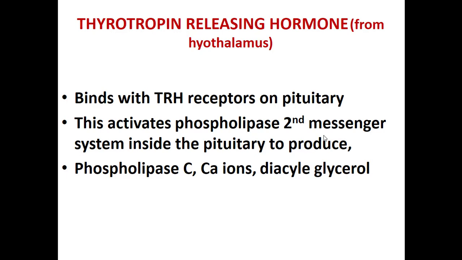Now, this secretion of the thyroid hormone is basically dependent upon the thyrotropin releasing hormone. That is thyrotropin releasing hormone. It is coming from the hypothalamus. It binds with the receptor on the pituitary. Then the pituitary releases TSH, thyroid stimulating hormone, which acts upon the thyroid gland, and the thyroid gland begins to produce its products, the T3 and T4. Here are the things which are going to occur. The thyrotropin releasing hormone receptor on the pituitary will activate a phospholipase second messenger system inside the pituitary to produce phospholipase, calcium ions, and diacylglycerol, and so on.